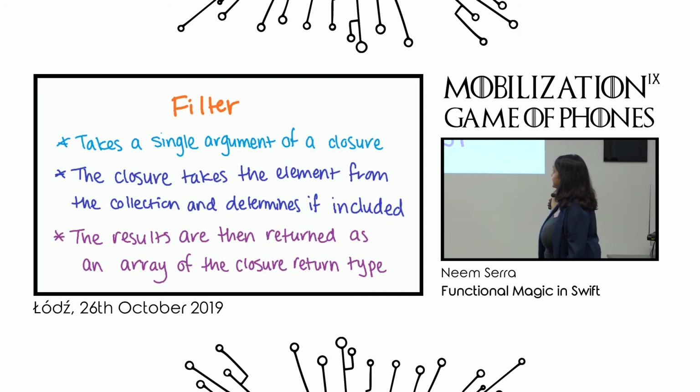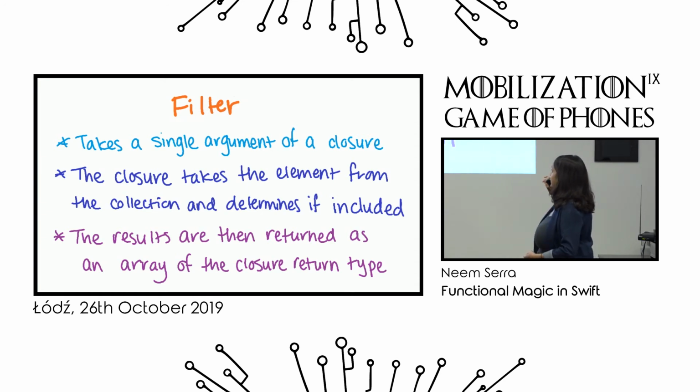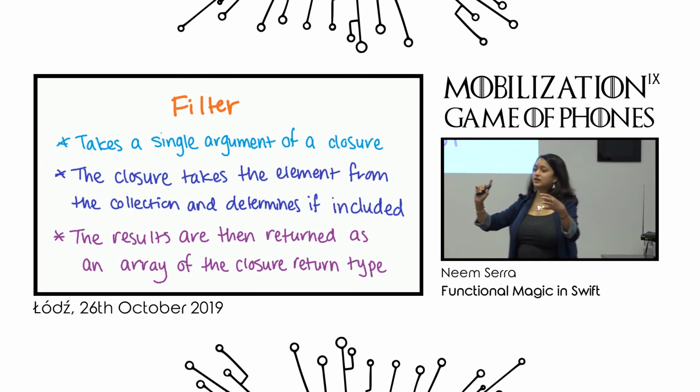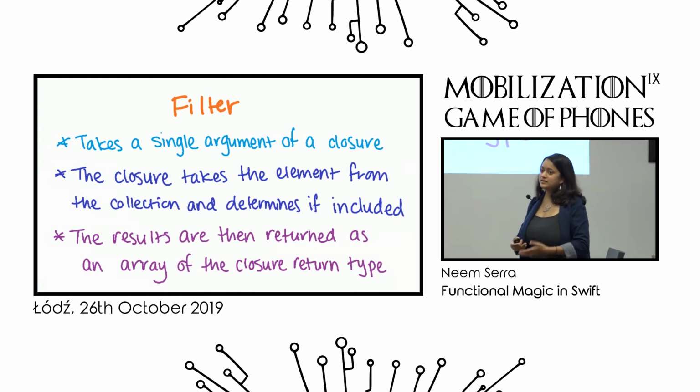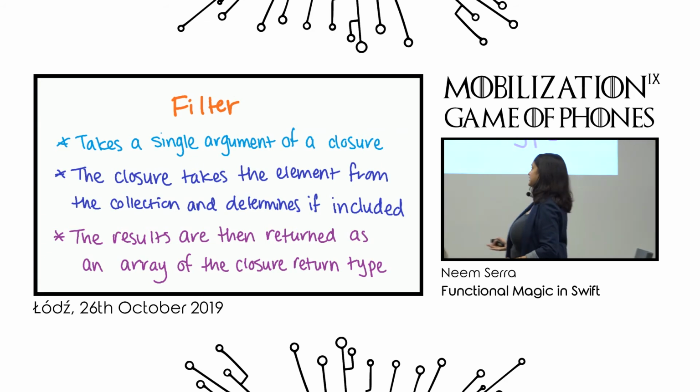So filter's different. It does take a single argument of a closure, but the closure takes elements from the collection and sees if they are included or not. So basically, if the include part returns true, it gets added back into the collection. If it returns false, it doesn't get added into the collection.